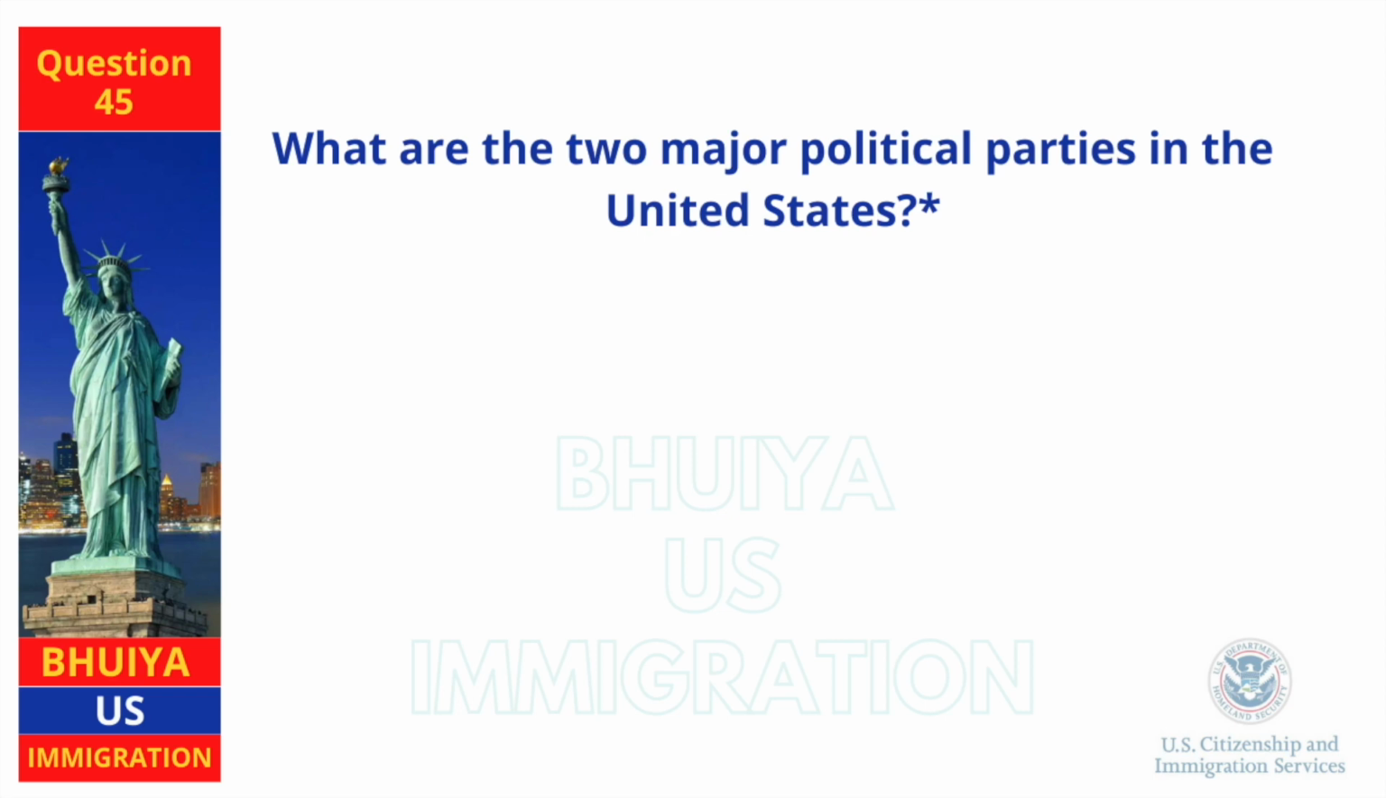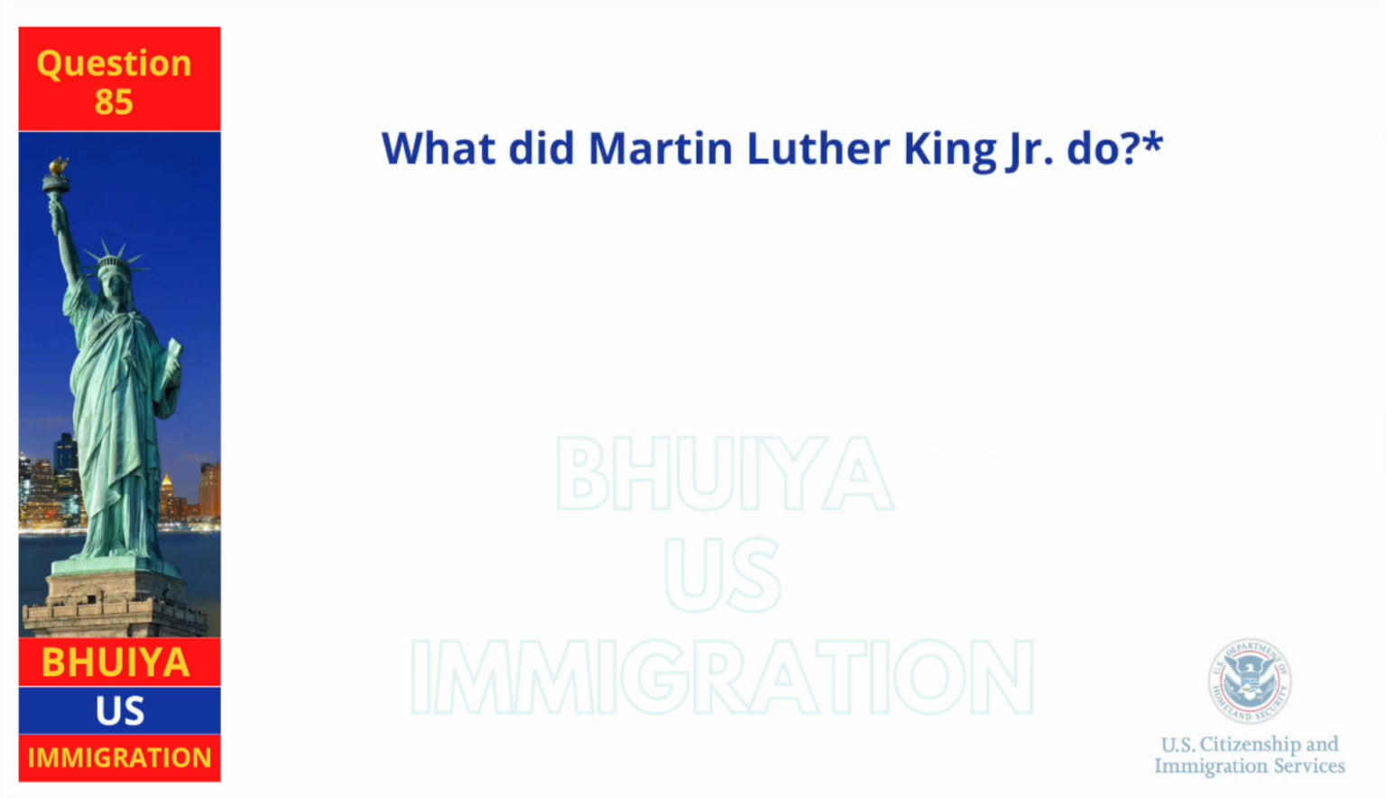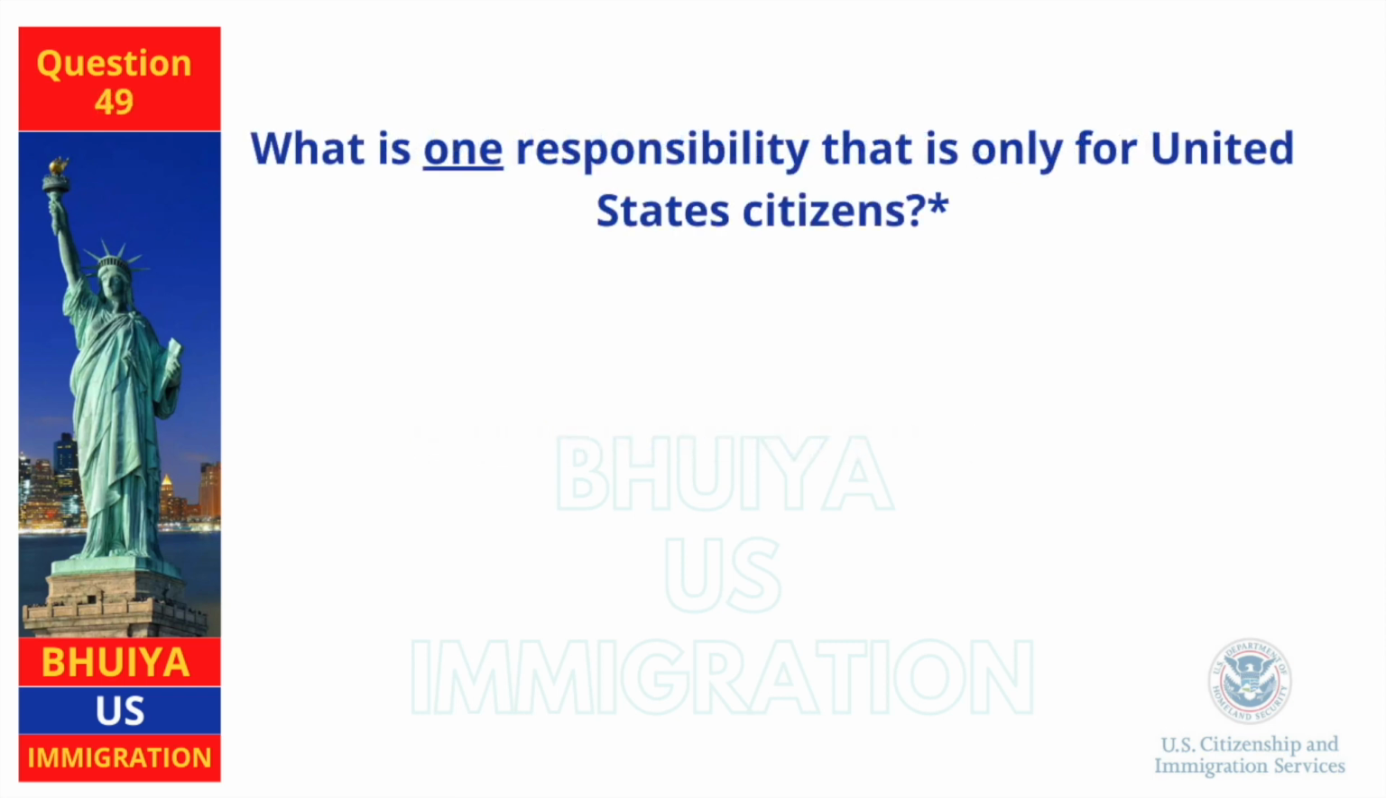What are the two major political parties in the United States? Democratic and Republican. What did Martin Luther King Jr. do? Fought for civil rights. What is one responsibility that is only for United States citizens? Serve on a jury.